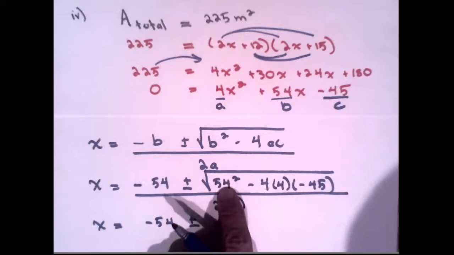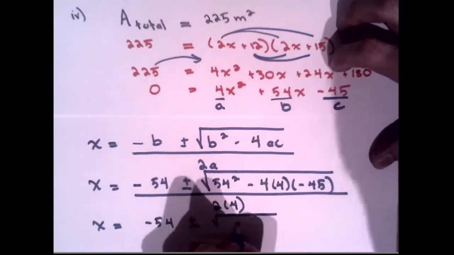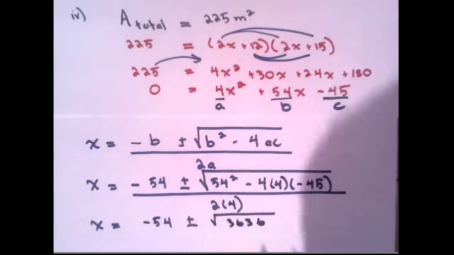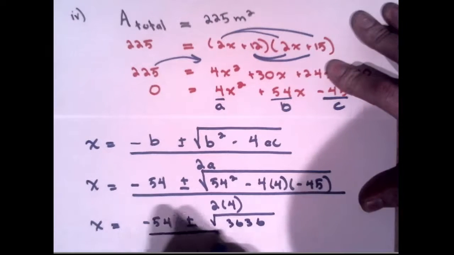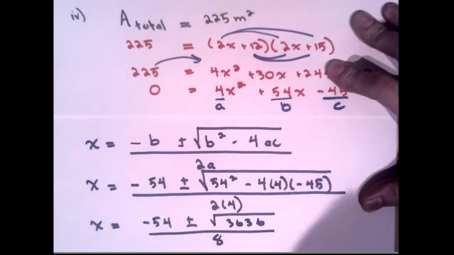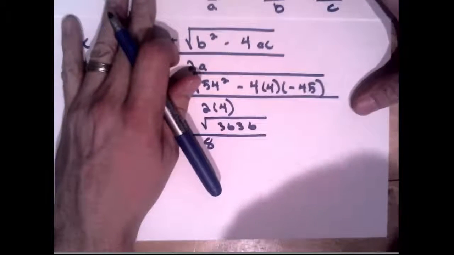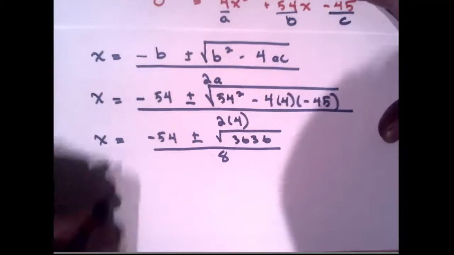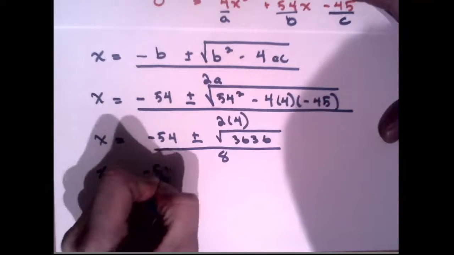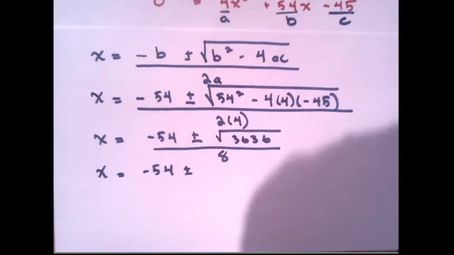54 squared plus 720, and I get square root of 3636. Okay, and then I divide that by 8. Okay, so next step. Advance this up so we can see it. Okay, and now it's minus 54 plus or minus whatever the square root of 3636 is, and take a few decimals, 60.299.